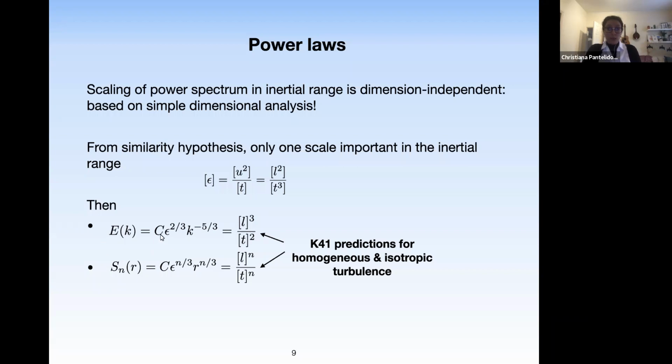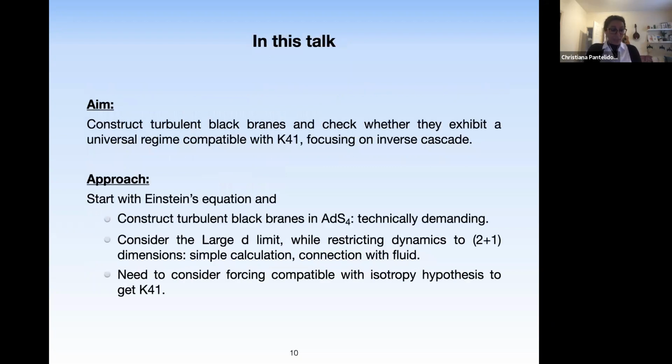We want to go and check if the energy power spectrum and the nth longitudinal structure function exhibit this scaling behavior. Okay. So having said that, now to very formally state what the aim in this project is: we want to construct turbulent black brane configurations, and we want to check if they have a universal regime that is compatible with K41.